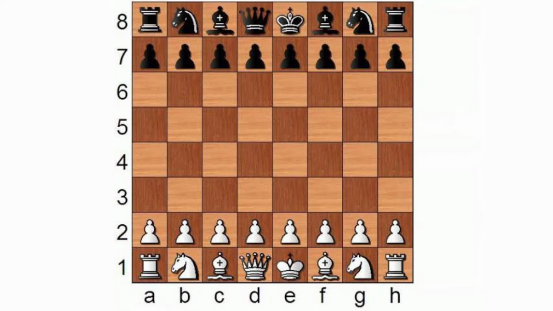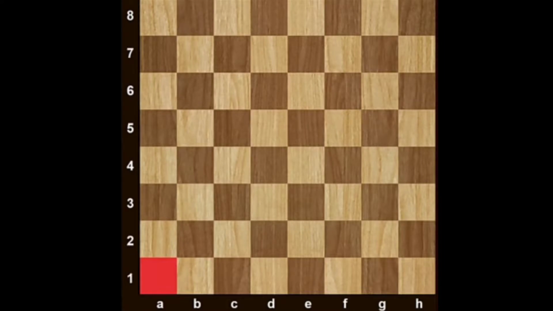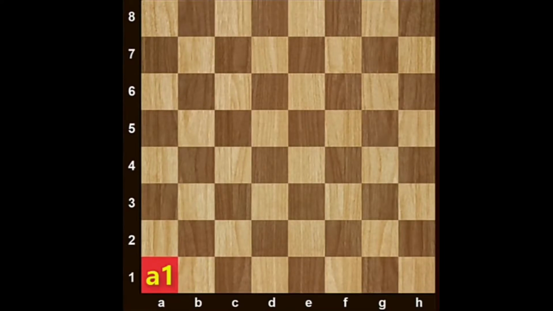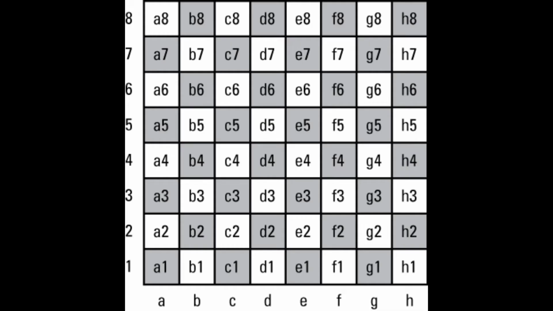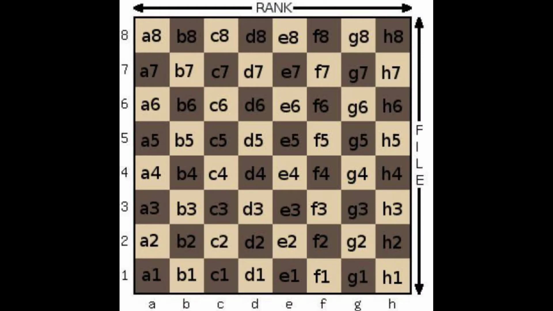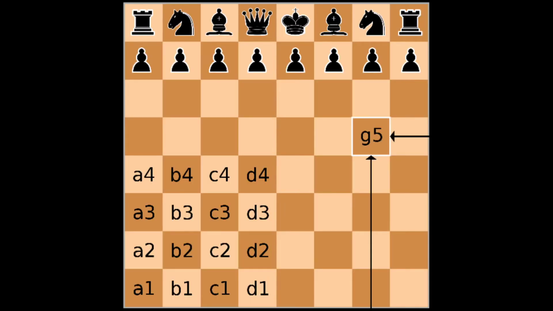Based on this file and rank, each square on the chessboard is assigned a unique name. It is named according to its coordinate pair. For example, this square is A1. We identify it by putting together the file letter and rank number. Similarly, this way we can assign a unique name to all 64 squares on a chessboard as you can see on the screen. Now let's talk about naming the pieces.